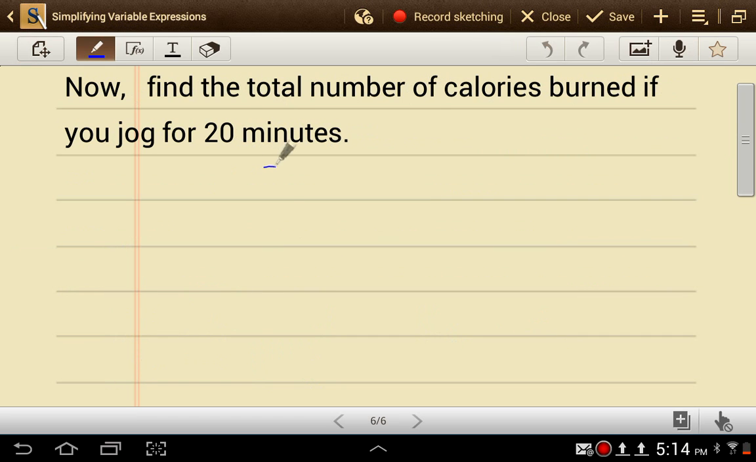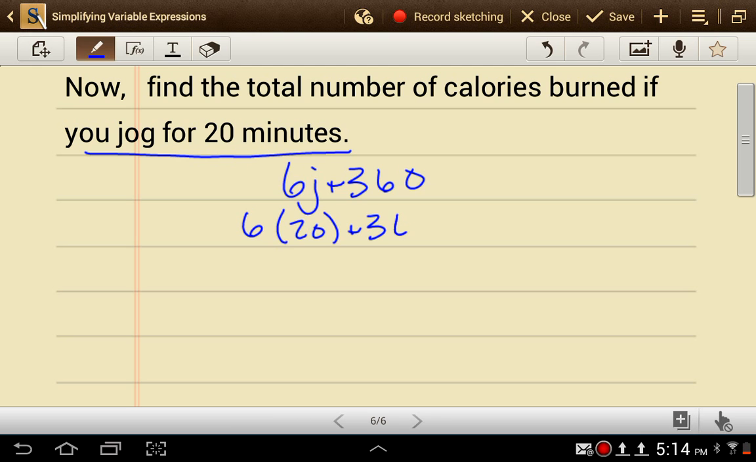Now if you remember, I had 6J plus 360. You don't need to rewrite it. You already have it in your notes. So I'm going to have 6J plus 360. Now I want to know if I jog for 20 minutes. So all I'm going to do is plug 20 in for J, because J represents the number of minutes I jogged. So I'm going to do 6 times 20 plus 360. Now you guys need to write that, but then you can use your calculator. That's 120 plus 360, which is 480.